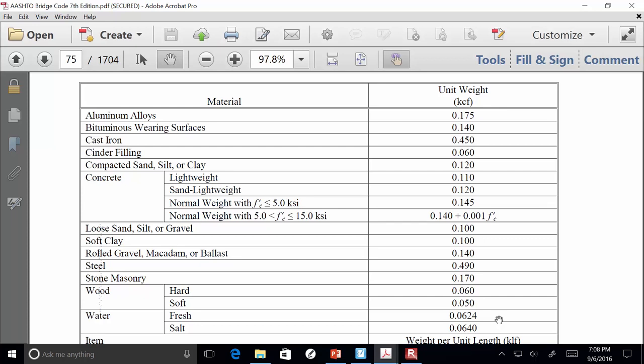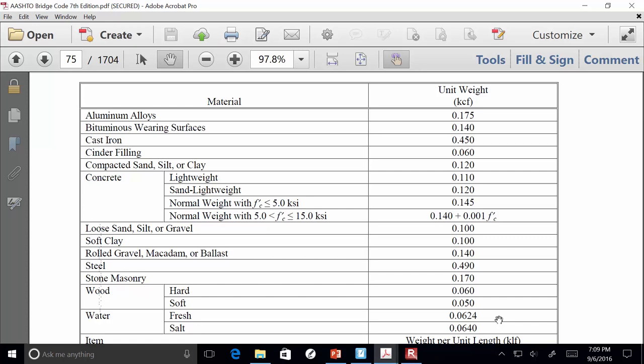Now, two of the ones that I would expect you to remember, which are pretty common, are number one, steel. The unit weight of steel. If you have a cube of steel that's 1 foot by 1 foot by 1 foot, it weighs 490 pounds. So 490 pounds per cubic foot, or 0.49 kips per cubic foot. Now, concrete, we've got here that normal weight, regular old concrete weighs about 145 pounds per cubic foot.